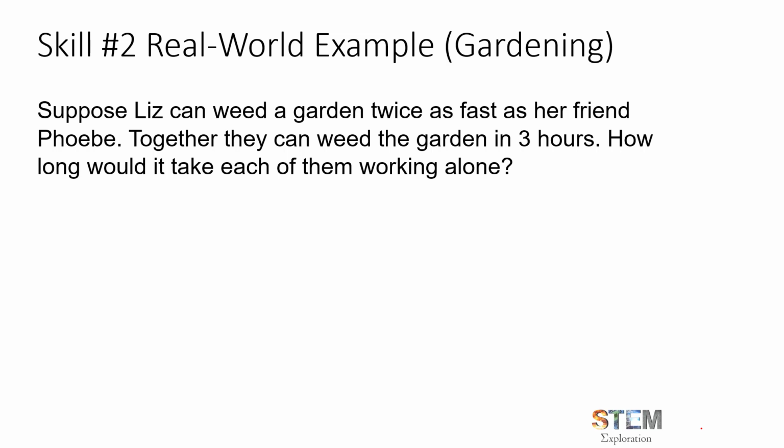So let's look at this gardening example. Suppose Liz can weed a garden twice as fast as her friend Phoebe. Together they can weed the garden in 3 hours. How long would it take for each of them working alone? So we obviously have some basic comparisons that we're doing here. We want to see how Liz and Phoebe compare. And this is great information. This is what we want to find in the end game.